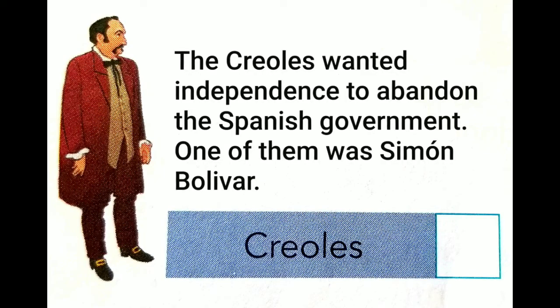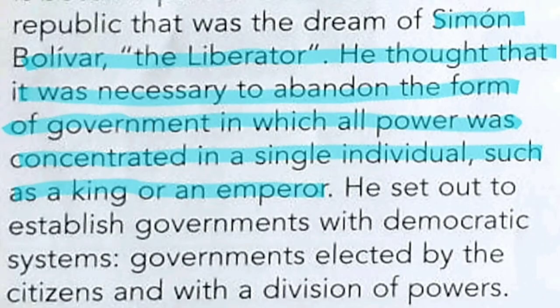Now, the answer was the Creoles, because they wanted independence to abandon the Spanish government. Number 2 was write the reason why this group was propelled, meaning why they wanted, to lead the independence movement. Now, on page 12, we have that answer. Simón Bolívar, he thought that it was necessary to abandon the form of government in which all power was concentrated in a single individual, like a king or an emperor.